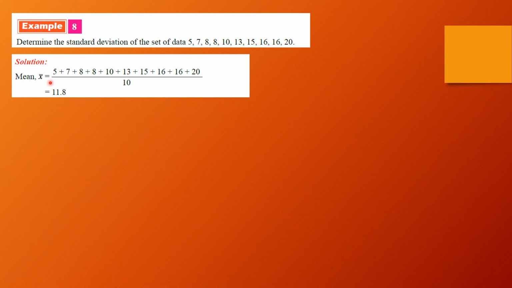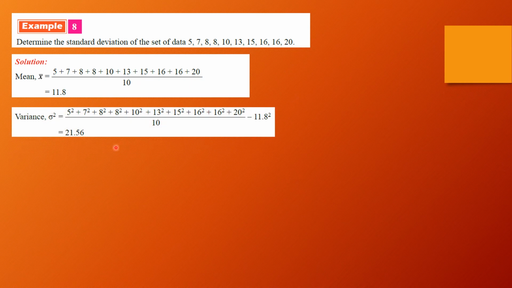So how to find mean? You add all the values divided by the number of the data you have. So 5 plus 7 plus 8 plus 8 plus 10 plus 13 plus 15 plus 16 plus 16 plus 20 divided by 10. You got 10 data divided by 10. So mean is 11.8.